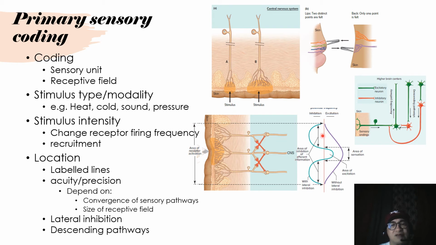Descending pathways may also influence sensory information relay by directly inhibiting the central terminals of the afferent neuron, which is presynaptic inhibition, or via an interneuron that affects the ascending pathway by inhibitory synapses.